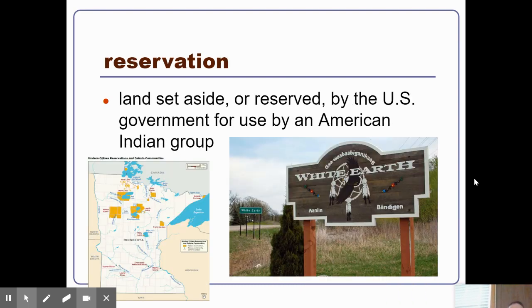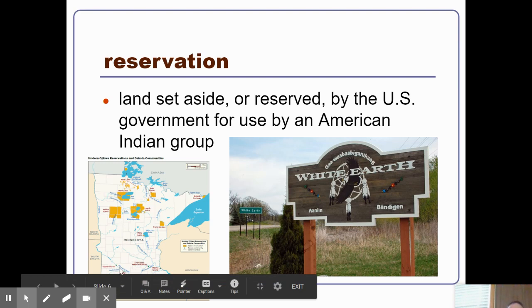Reservation is simply land set aside or reserved by the U.S. government for use by an American Indian group like the Dakota, like the Ojibwe. And the map over on the left-hand side actually comes from our textbook. And what you see in the northern part of the state with that kind of goldish, yellowish, mustardish color, that's Ojibwe reservation land as it exists today.